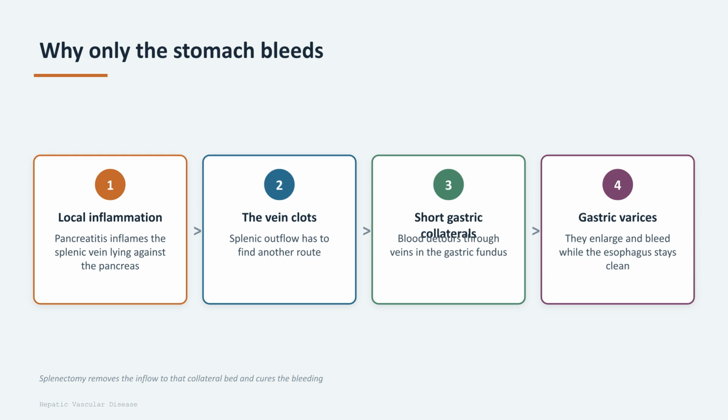Now notice what never happens. The esophageal veins are never recruited. Remove the spleen and you remove the inflow to that entire collateral bed. The bleeding stops.